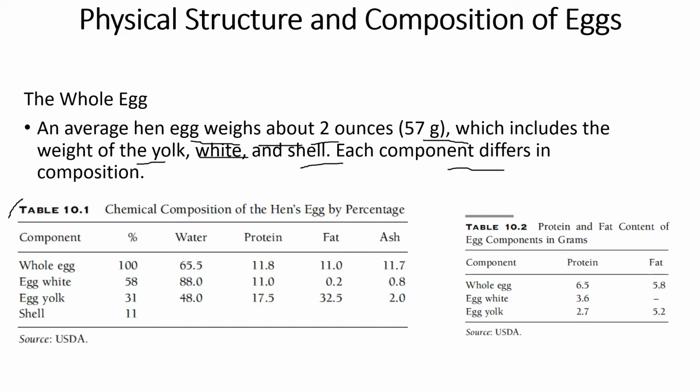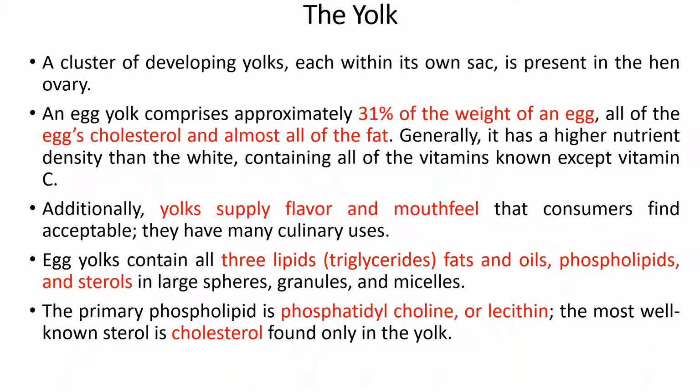As you can see, the composition of the different components is given in terms of water, protein content, fat content and ash. The protein content remains highest in the egg white, then comes the egg yolk. Also the water percentage is highest in egg white, and then we have the egg yolk. The fat content remains a bit high for the egg yolk. We'll talk in detail about the egg yolk, the inner part, and the egg white, the outer part. Talking about the yolk first.